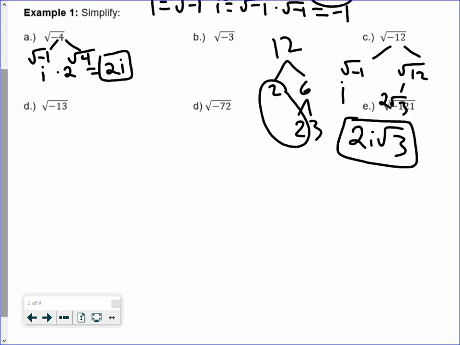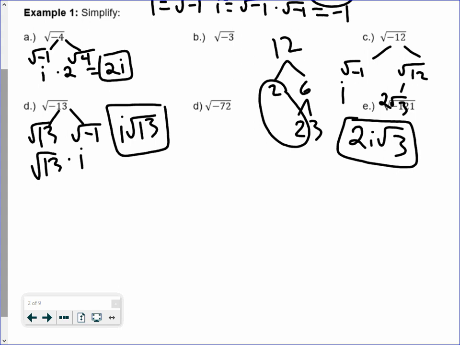All right, let's go on and we'll do D and D as well. There's a little typo, we'll do them both. So the square root of negative 13, like we said, we're going to split it up: the square root of 13 and the square root of negative 1. 13 is prime, so it just stays as it is. And the square root of negative 1 is just i. So here we get i square root of 13.